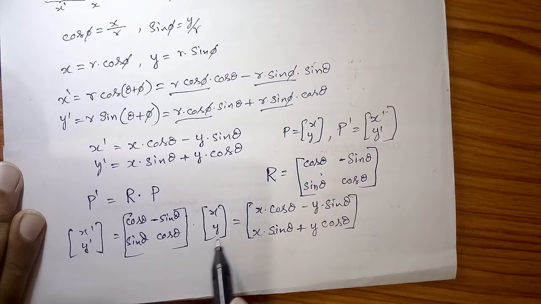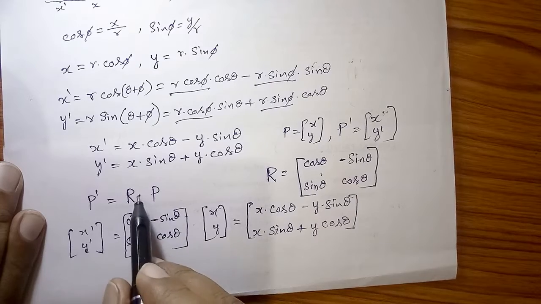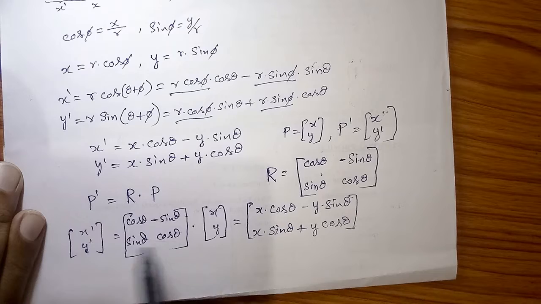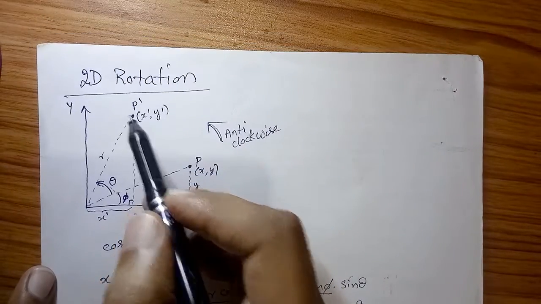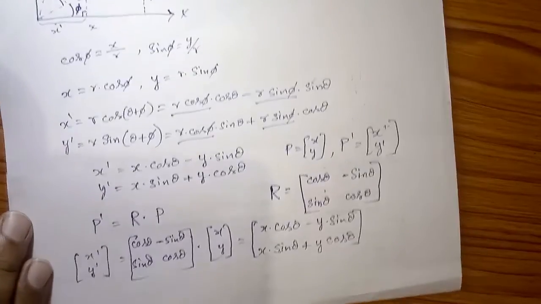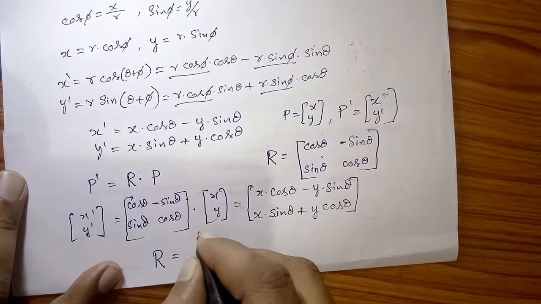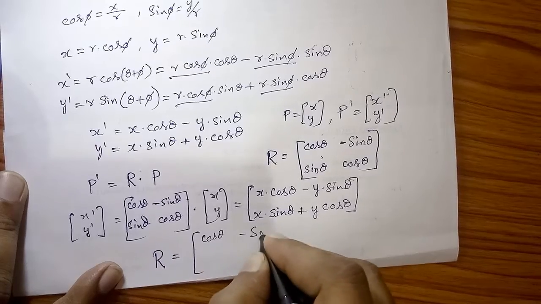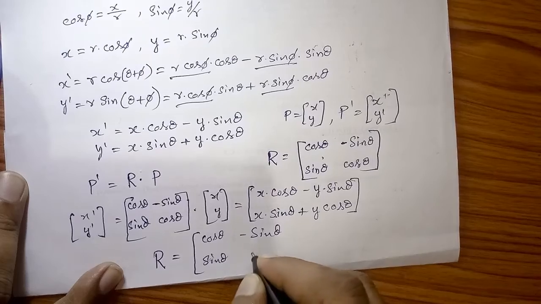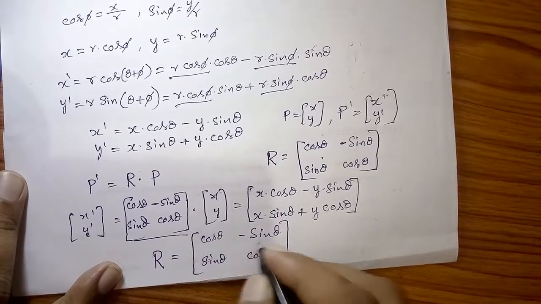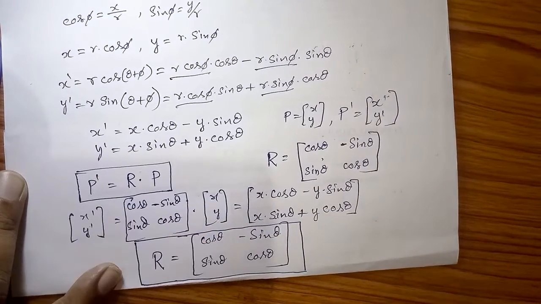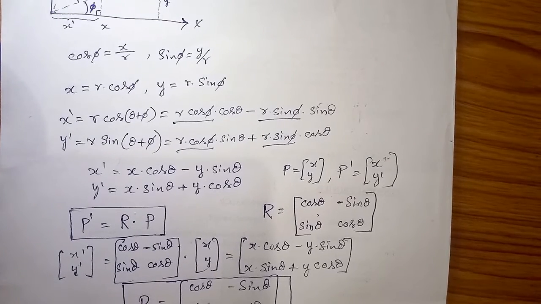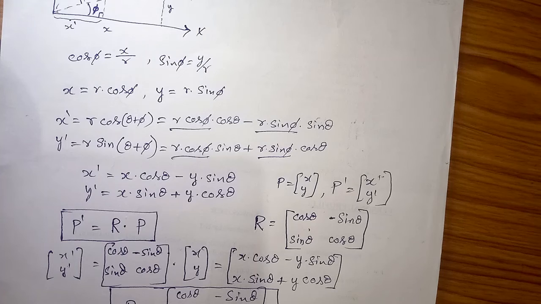Now I can represent it as p dash is equal to R, that is this matrix, into, that is matrix multiplication, the point that I have. If I multiply these two, the resulting point that I would get would be the values of the point rotated by theta degrees in anti-clockwise direction, right? So that's why now guys, this matrix R is equal to cos theta, minus sine theta, sine theta, cos theta. This guys is called the two-dimensional rotation matrix, and this is the rotation operation. So guys, that's about 2D rotation. In the next video, we'll be learning about 2D scaling and some other operations. Thank you guys.